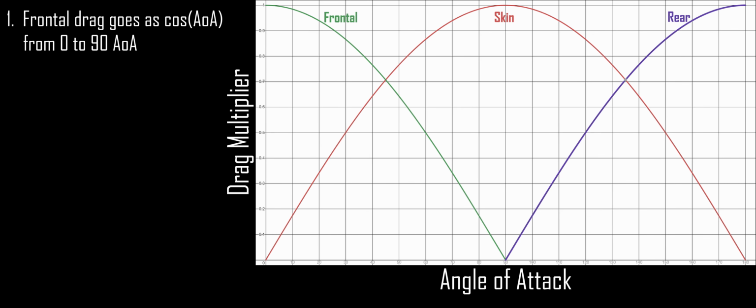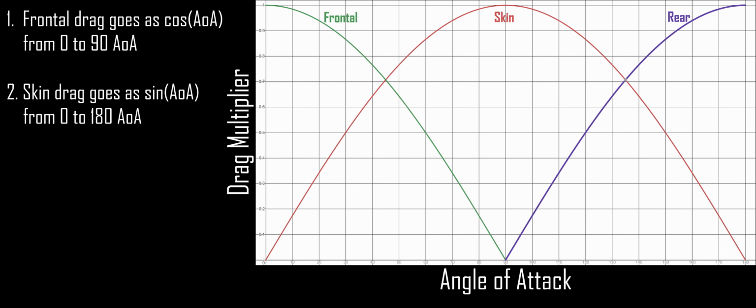A given drag cube face receives maximum frontal drag when pointed directly into the airstream, and this reduces as cosine of the angle of attack as the face rotates away from the airstream, dropping to 0 when at a 90-degree angle. Skin drag begins with a value of 0 when facing directly into the airflow, rises to a maximum value at an angle of attack of 90 degrees, and then smoothly declines back to 0 as it reaches an angle of attack of 180 degrees. This follows the formula sine of angle of attack.